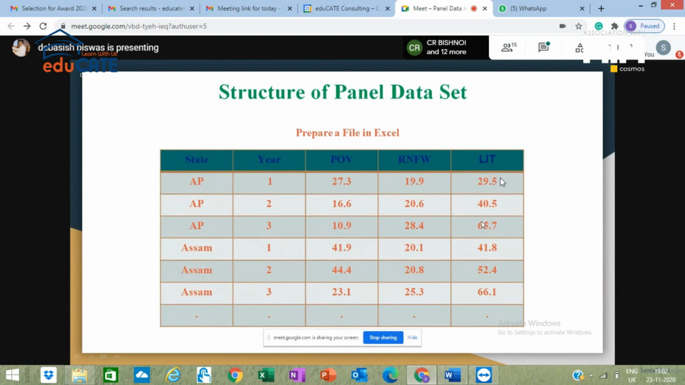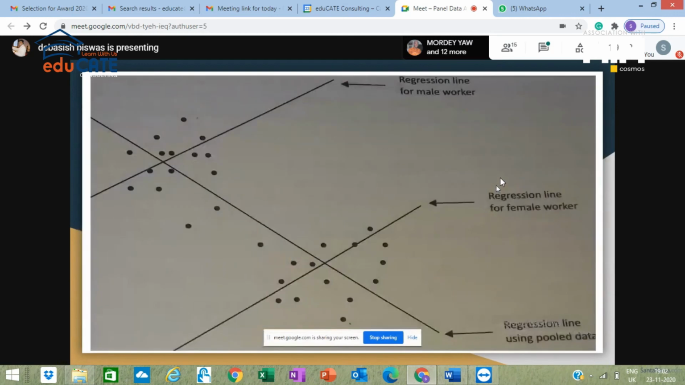Clear? Okay, understood. So it is a matrix of variables. Exactly. So that means all the parameters are considered in the panel data structure. Exactly. Thank you, sir. Thank you. Next.